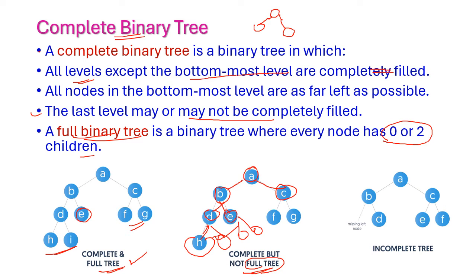This is a complete and full binary tree. This is complete but not full binary tree. This is an incomplete binary tree, because if it is a complete binary tree, the leftmost branch should not be empty. So this is an incomplete binary tree.